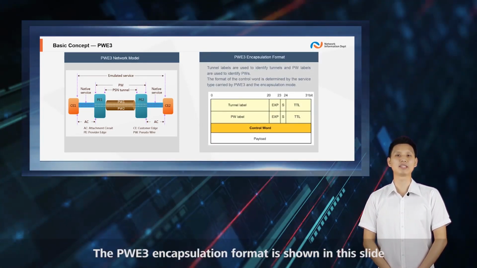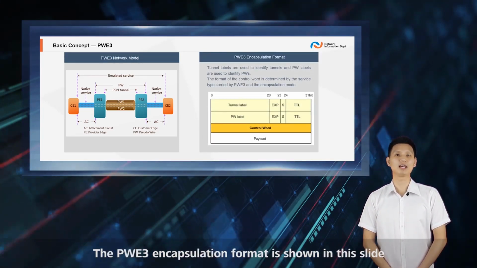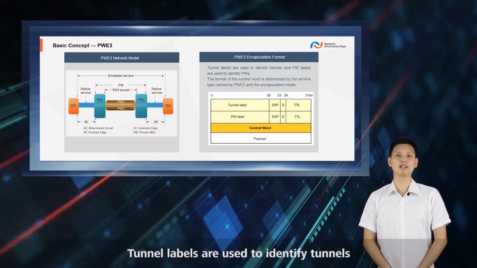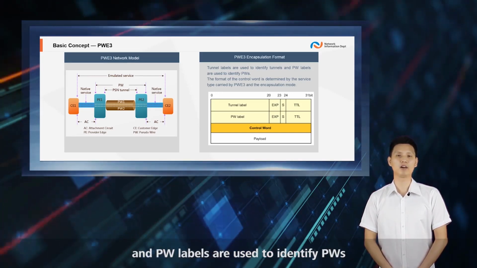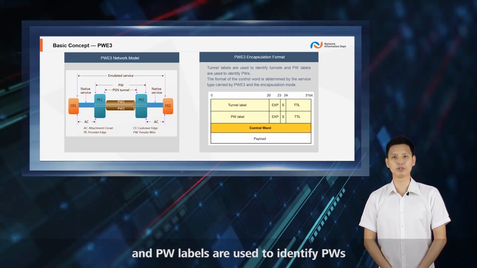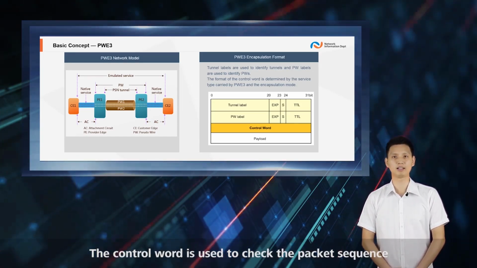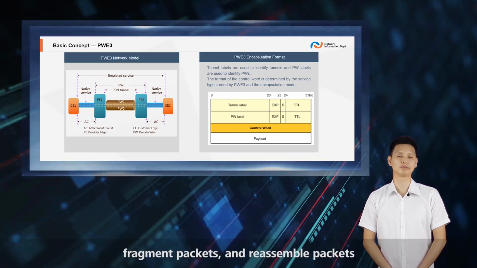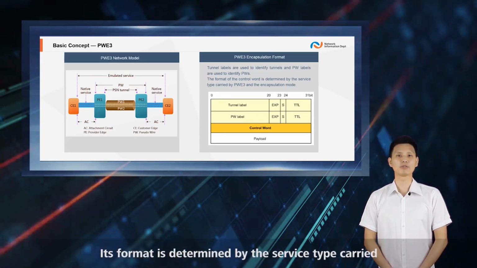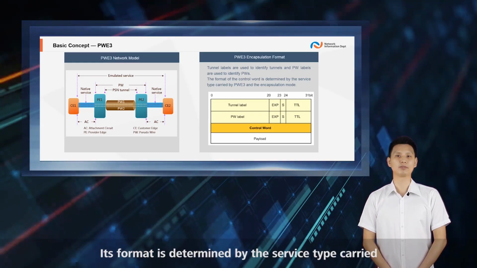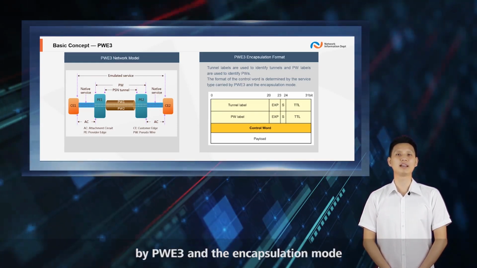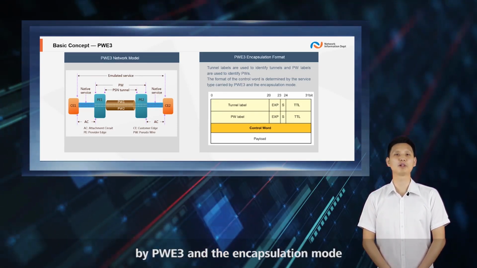The PWE3 encapsulation format is shown in this slide. Tunnel labels are used to identify tunnels, and PW labels are used to identify PWs. The control word is used to check the packet sequence, fragment packets, and reassemble packets. Its format is determined by the service type carried by PWE3 and the encapsulation mode.